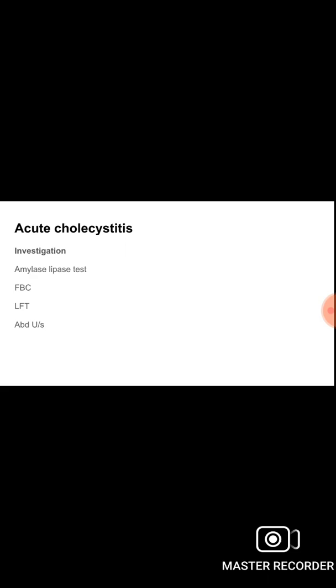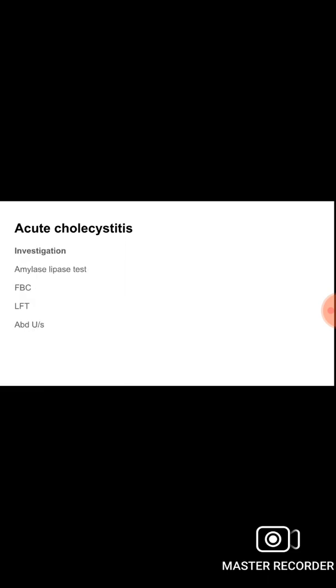Investigations we can do: amylase lipase test, full blood count, liver function test, as well as abdominal ultrasound. Abdominal ultrasound is actually the investigation of choice here. You can never miss the diagnosis once you do abdominal ultrasound. This is the diagnostic test. Don't forget again, this is the diagnostic test, abdominal ultrasound. When you talk about the complications, they are chronic cholecystitis and gallbladder carcinoma.